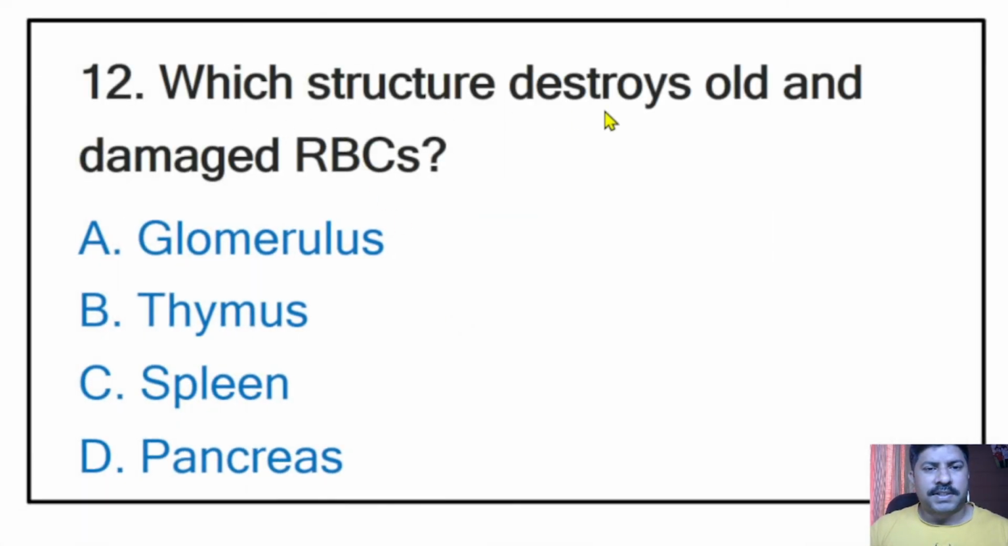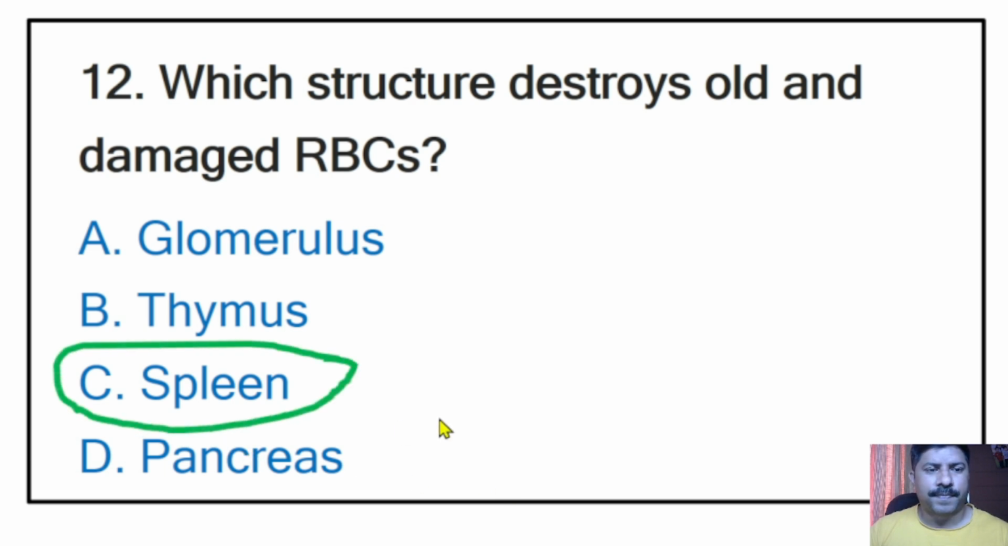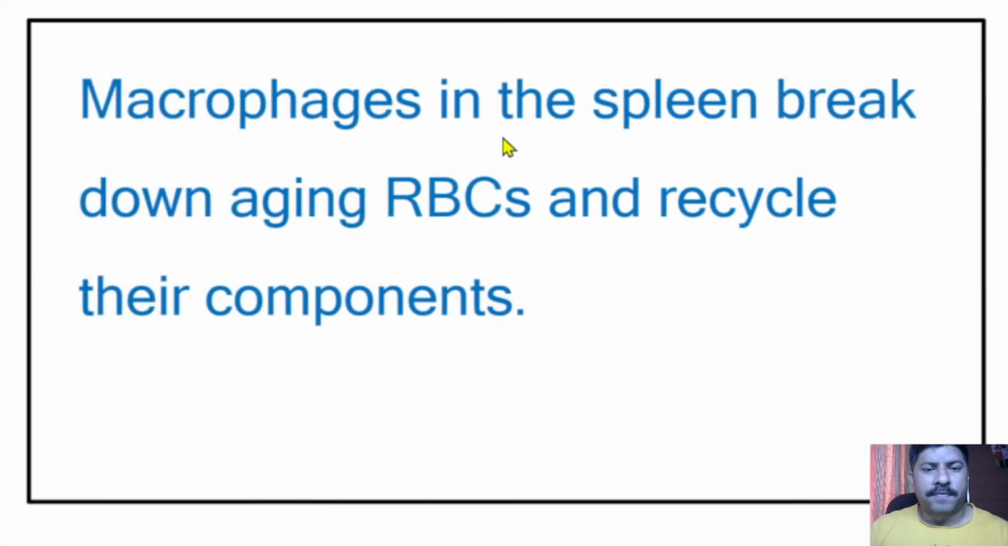12th question, which structure destroys old and damaged RBCs? Glomerulus, thymus, spleen, pancreas. Correct answer, option C, spleen. Macrophages in the spleen break down aging RBCs and recycle their components.